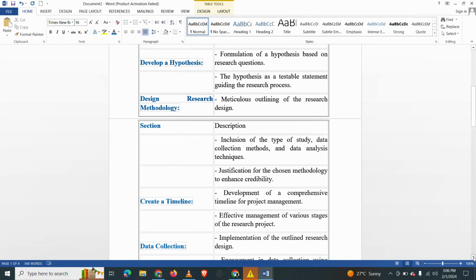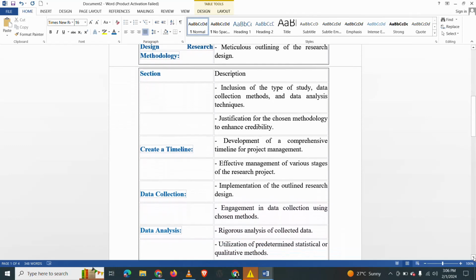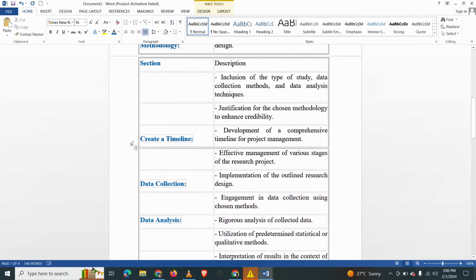So then it is also very important to create a timeline for your project. Like I said in the introduction, project management becomes a very focal point with the development of a comprehensive timeline. This tool aids in effectively managing the various stages of the research project, ensuring timely completion.